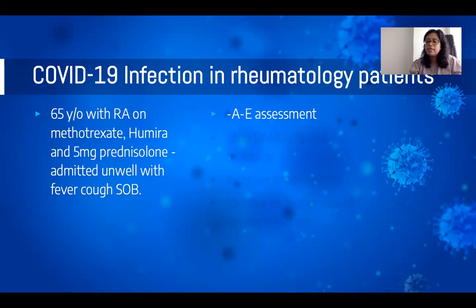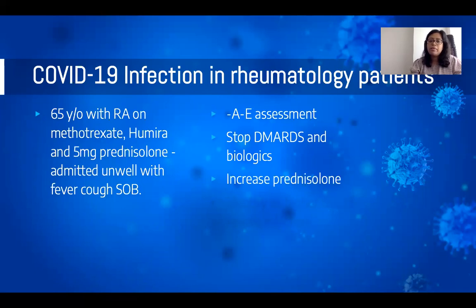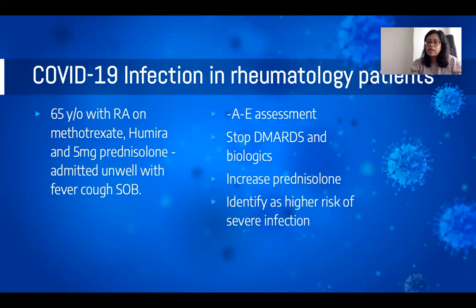But more specific considerations to make are that if you think this patient has COVID-19 infection, you would stop their disease-modifying anti-rheumatic medications. So that would be the methotrexate and the biologic agent, which would be the Humira. As the patient is unwell, you would want to think about increasing the prednisolone, and I will mention that later on, as well as what doses you should be increasing to. And also identify this patient as potentially having a higher risk of severe infection as they're on immunosuppressants.